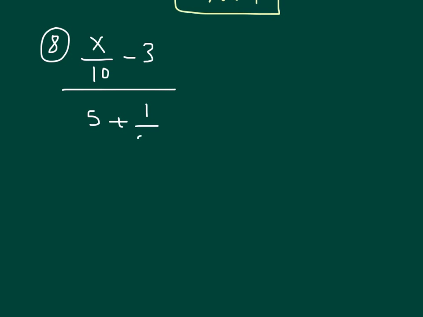Alright, number 8. For number 8, you have x over 10 minus 3 divided by 5 plus 1 over x. We have to go to the numerator and look for a common denominator.